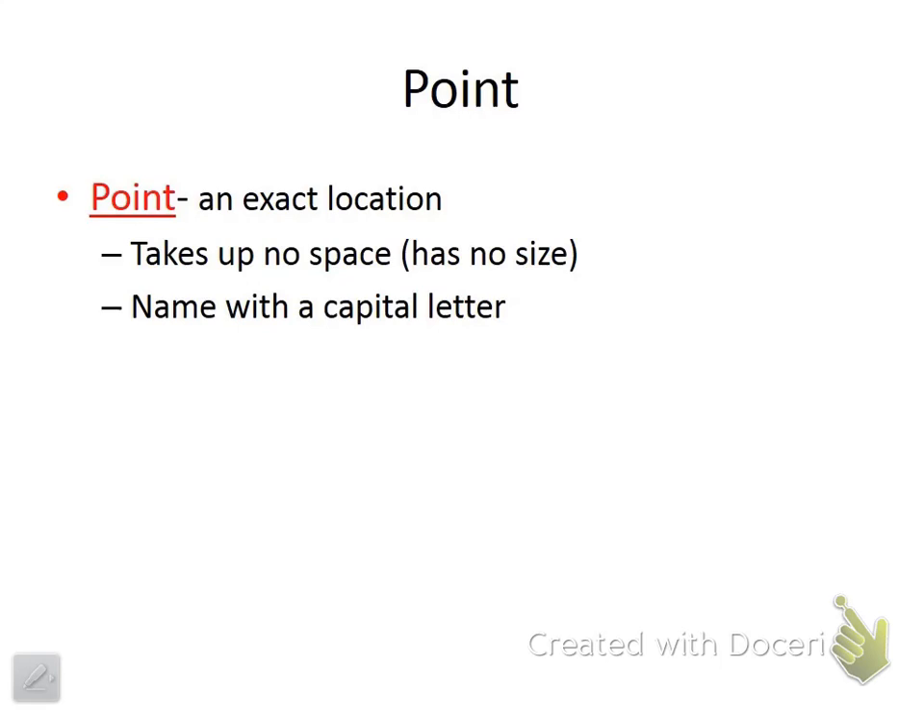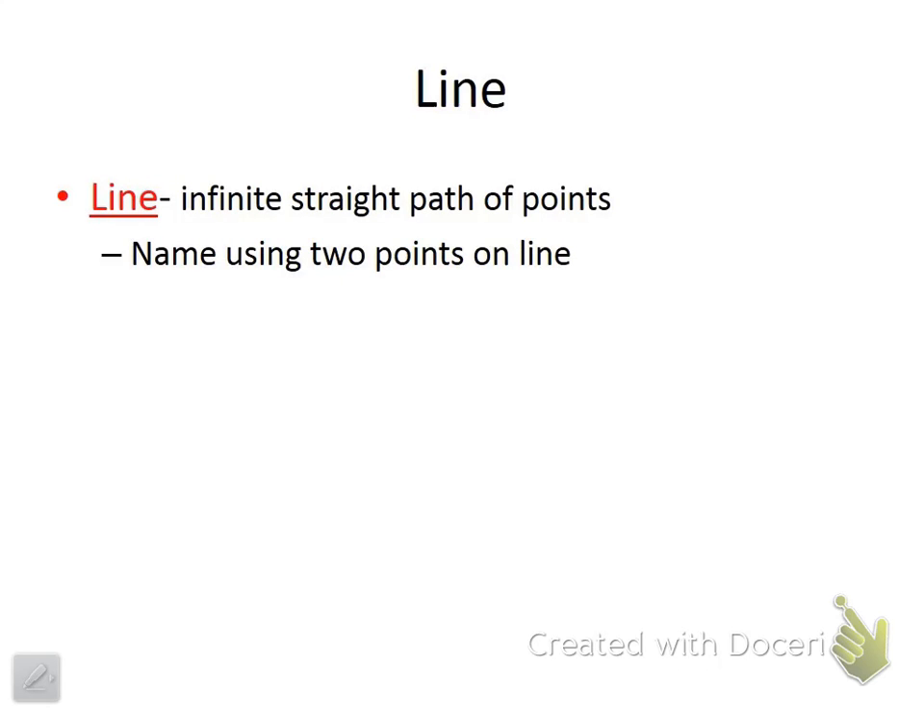Okay, so a point is an exact location. It doesn't take up any space, has no size, and you're going to name it with a capital letter. An example of this would be, if my point was P, that's a capital P. And that's going to look like a dot, generally with a letter next to it. That's what a point is. It has no size again, and it's represented by a dot. So like this.